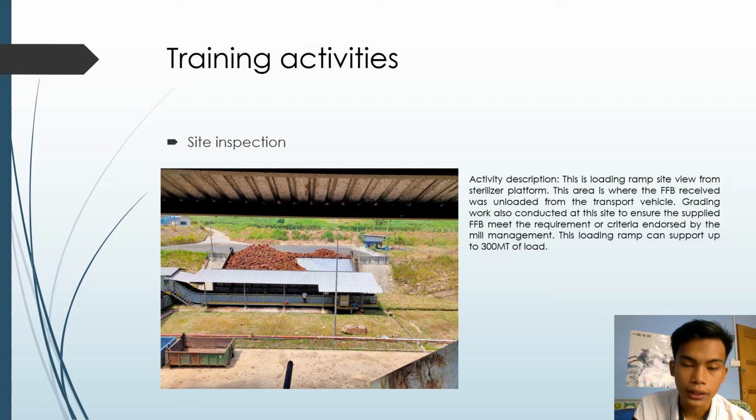Next is site inspection on loading ramp. So this is the loading ramp site view from sterilizer platform. This area is where the FFB received was unloaded from the transport vehicle. So grading work is also conducted at the site to ensure the supplied FFB meets the requirement or criteria endorsed by the mill management. This loading ramp can support up to 300 metric ton load at a time.